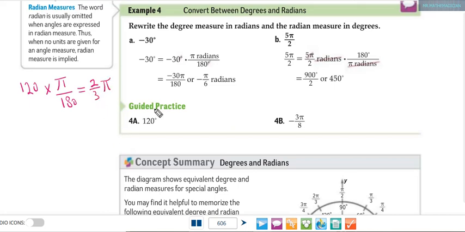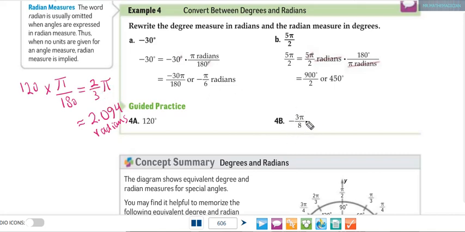Leave it like this in pi, or if we are asking you for an approximated answer, you will use your calculator and it will be about 2.094 radians. But sometimes we are asking for the exact answer, and it will be better to leave it as 2 over 3 pi. This is the exact answer.